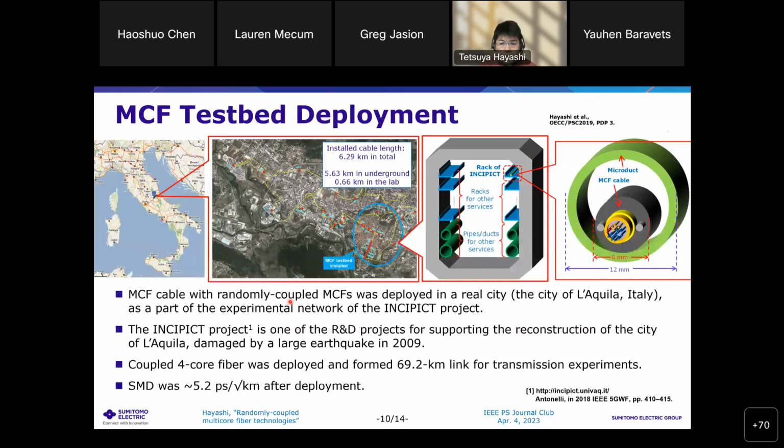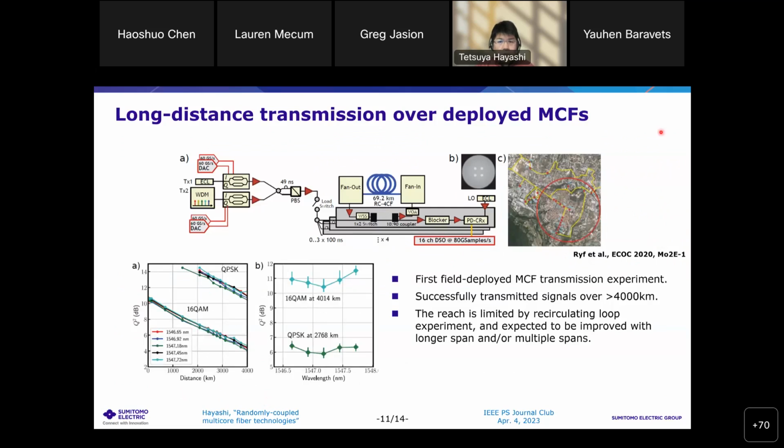Also, such a randomly coupled four core fiber has been deployed in the field in the city of L'Aquila, Italy. And after the deployment, the modal dispersion was very well suppressed. Also using this deployed testbed, a transmission experiment has been conducted, and more than 4,000 kilometer transmission was demonstrated.